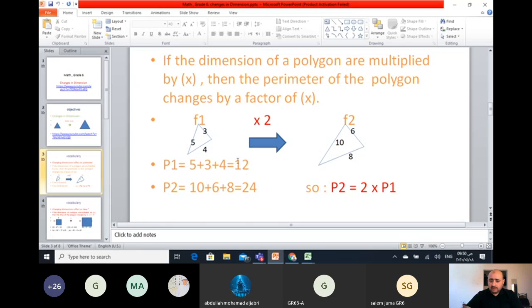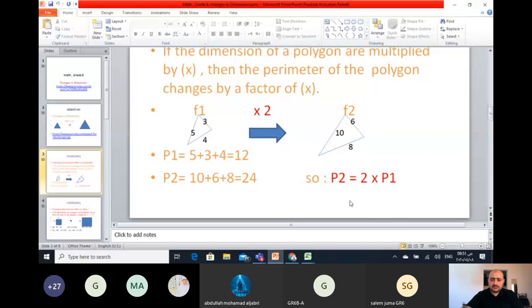Now, compare the answers, P1 and P2. We have 12 and 24. As you know, 24 equals 12 times 2. So I can write P2 equals 2 times P1. So this is the change in the perimeter. P2 equals 2 times P1.